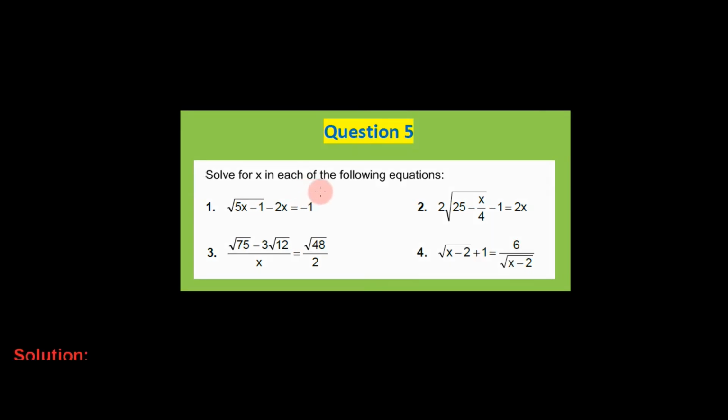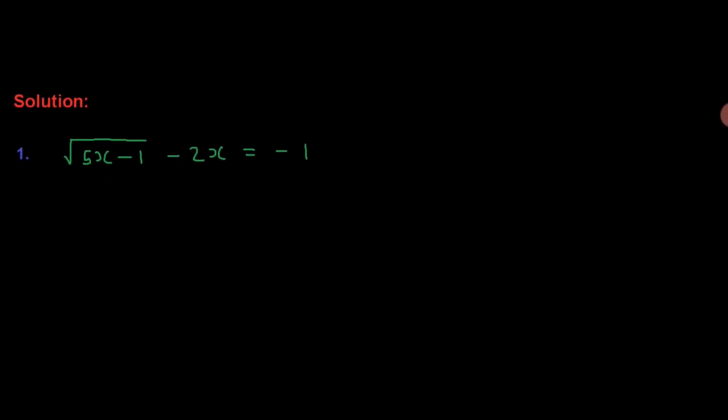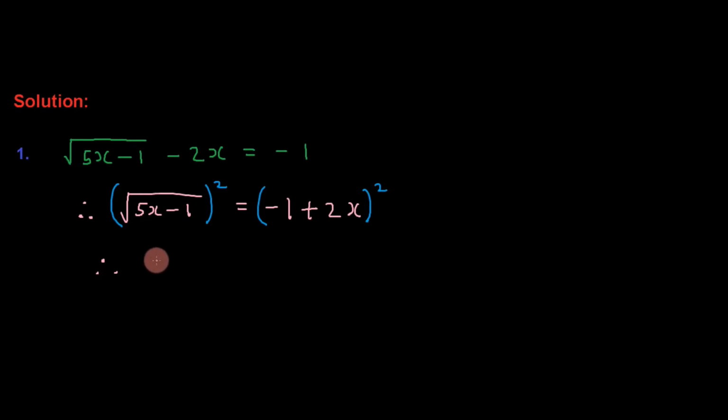Let's look at your answers to this question. So in the first one, we have the square root of 5x minus 1, minus 2x, equals negative 1. Now, we can start by taking the negative 2x to the right-hand side, so we only have the square root on the left-hand side. We want to get rid of the square root, so we square both sides. So squaring both sides, then on the left-hand side, the square root falls away.